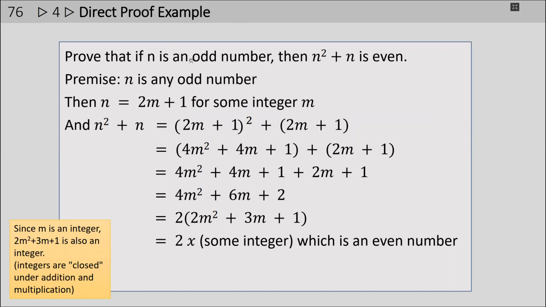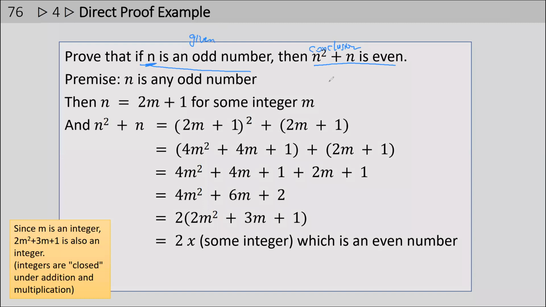So here is the thing we want to prove. We want to prove that if n is odd, then n squared plus n is even. So this is the given, and this is the conclusion you want to derive at the end. And let's start with n.